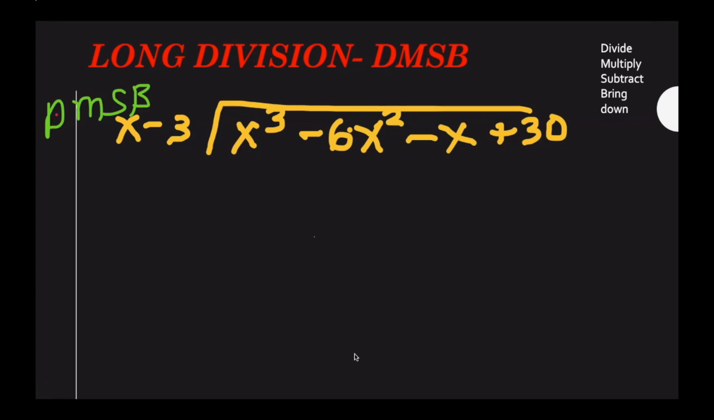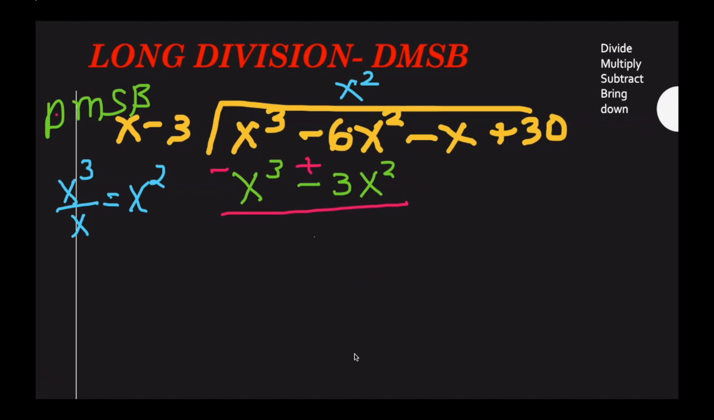So let's do DMSB. In this problem, if we divide the lead terms, x cubed by x, we get x squared. And I like to put that above the 6x squared because that tells you when you get to the right margin, you're done. You don't have to keep dividing. A lot of times people will say, I lost where I was. But if you follow DMSB, then you'll be able to recall what the next step is. You won't get lost. So I multiply, that's the M.